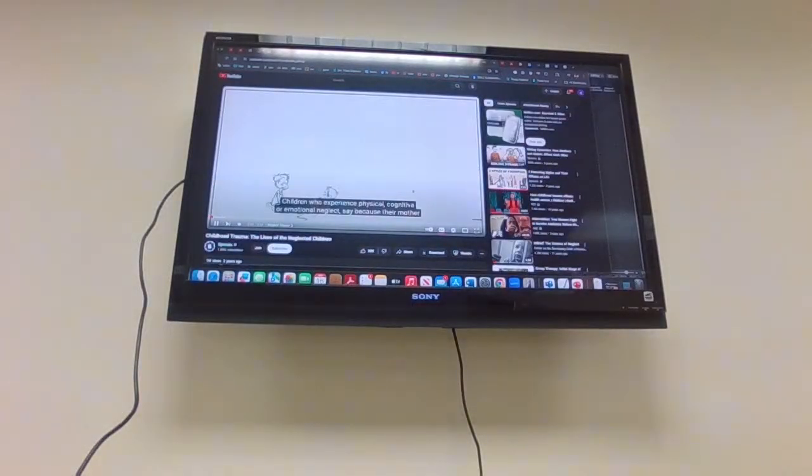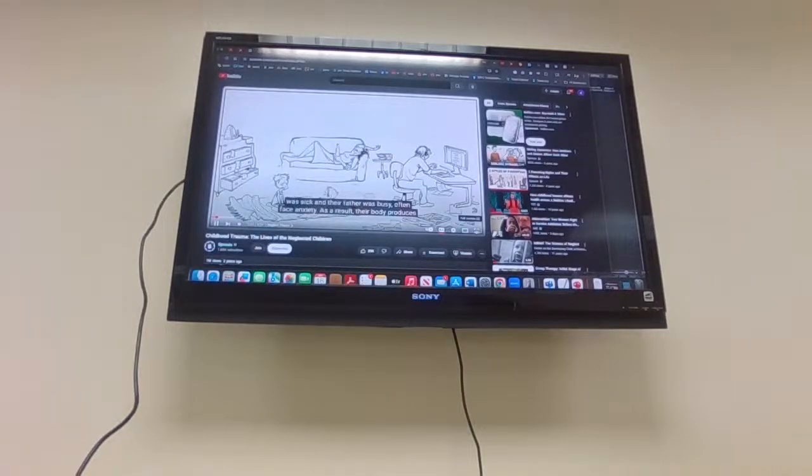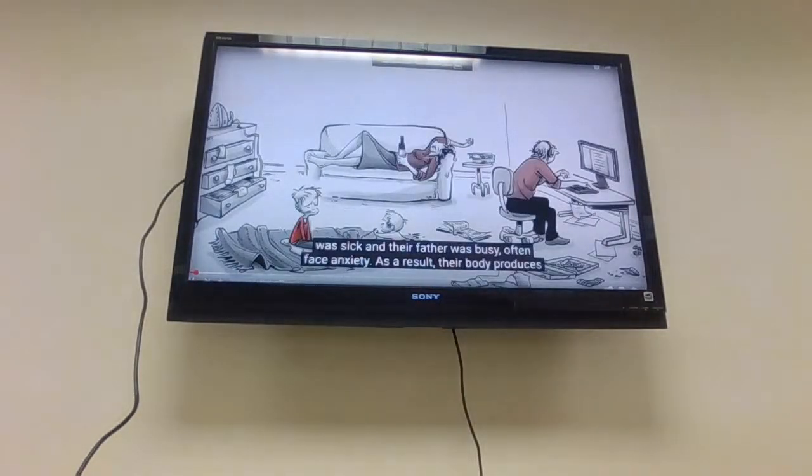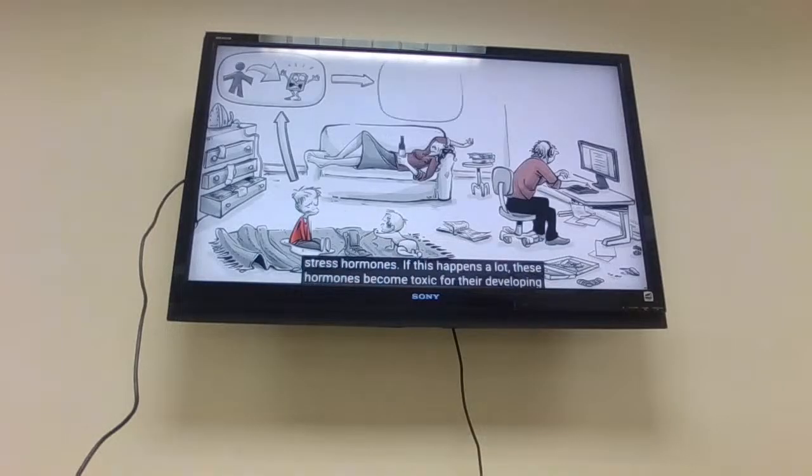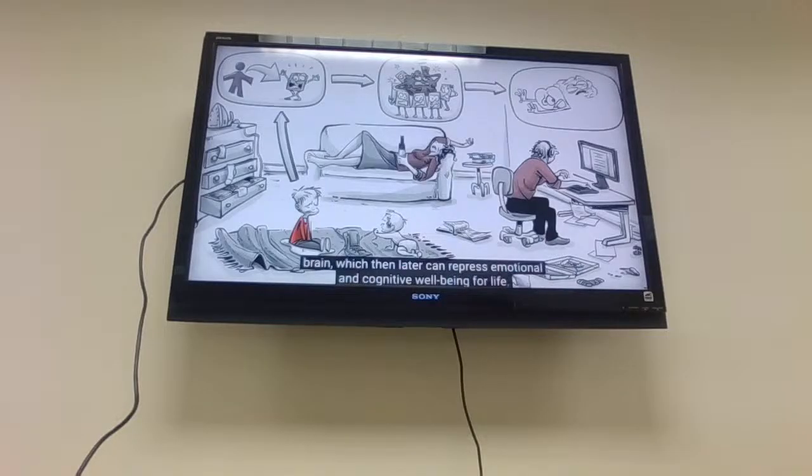Children who experience physical, cognitive, or emotional neglect, say because their mother was sick and their father was busy, often face anxiety. As a result, their body produces stress hormones. If this happens a lot, these hormones become toxic for their developing brain, which then later can repress emotional and cognitive well-being for life.